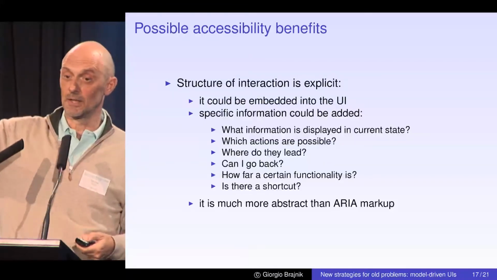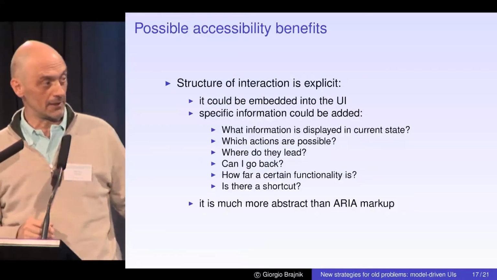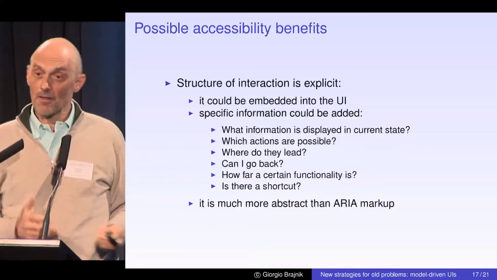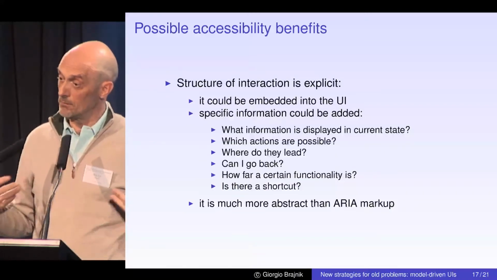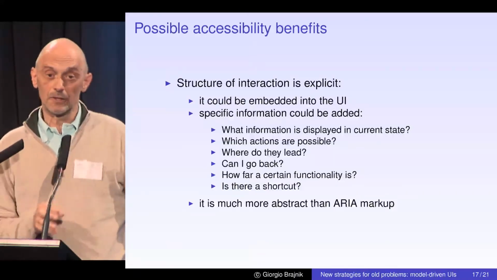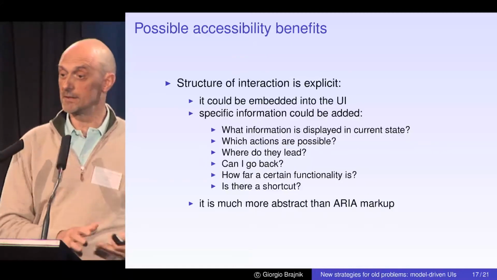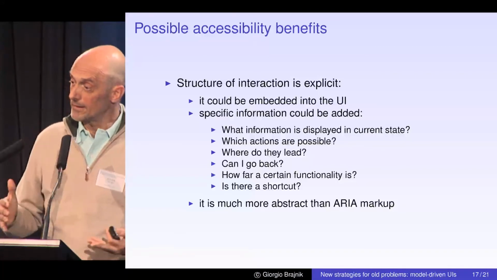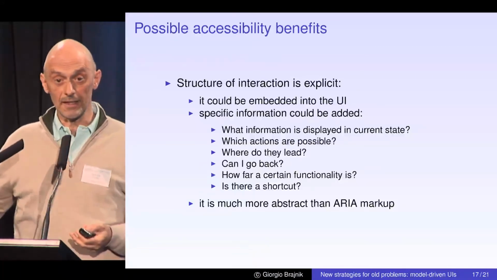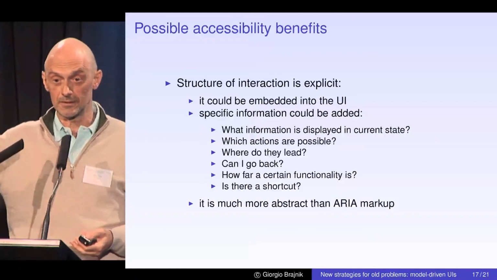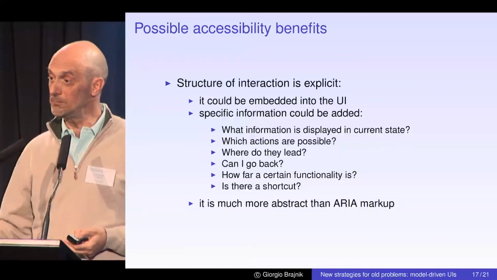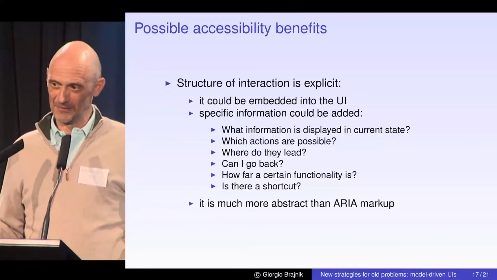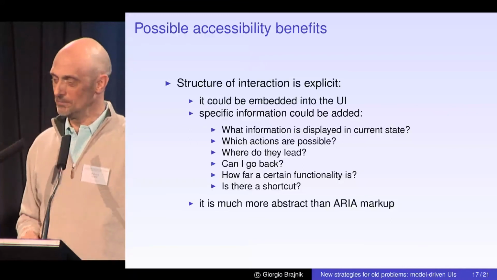How many clicks do I need to reach a certain kind of functionality? Is there a shortcut? Are there alternative paths to go that way? So think of this kind of information provided by models and compare it to the level of information that is currently available, or could be made available, in user interfaces. I think that the kind of information that I'm thinking of is at a level that is more abstract and much deeper in terms of the semantics of the user interface. Now, I don't have a solution though. This is a direction I would like to go.